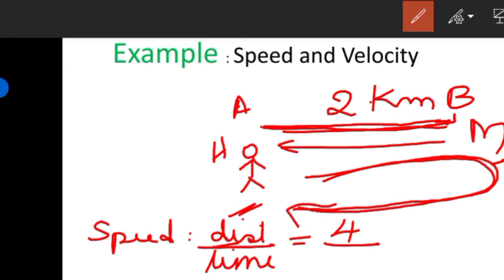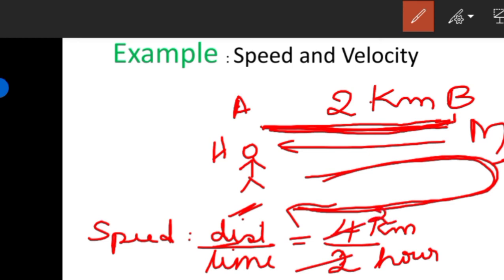Now, what is the time taken by the boy? Let us suppose he took 1 hour to go to McDonald's and again 1 hour to return to his house. So, what is the total time taken by him? 2 hours. Here 4 kilometers is the total distance travelled, and 2 hours is the total time taken. So, 4 divided by 2 is 2 kilometers per hour. 2 kilometers per hour is the speed of the boy.